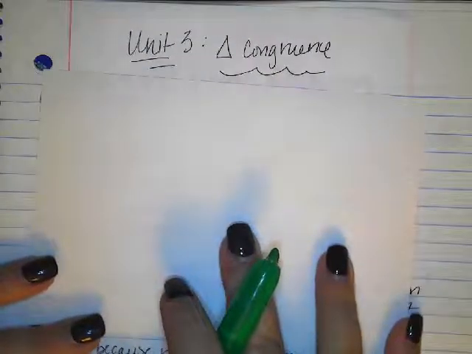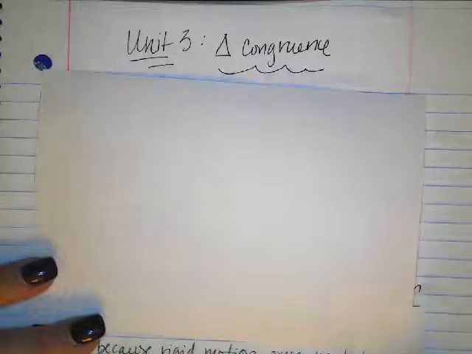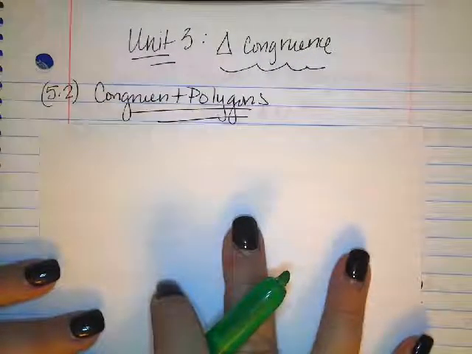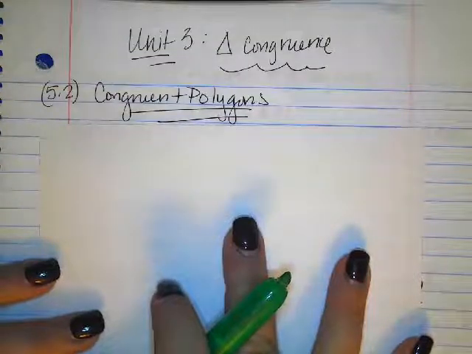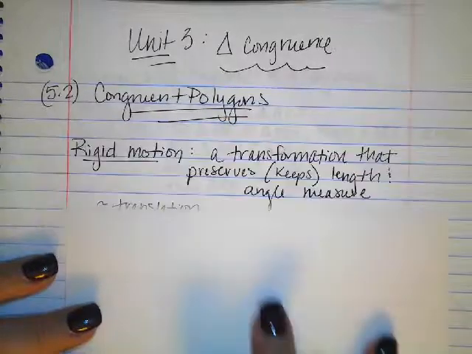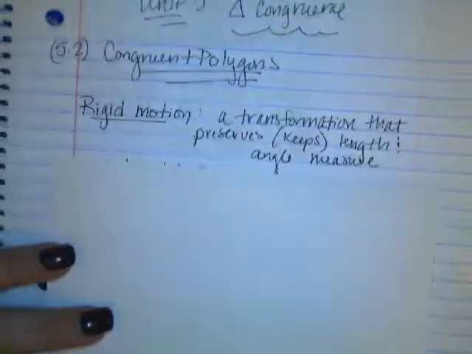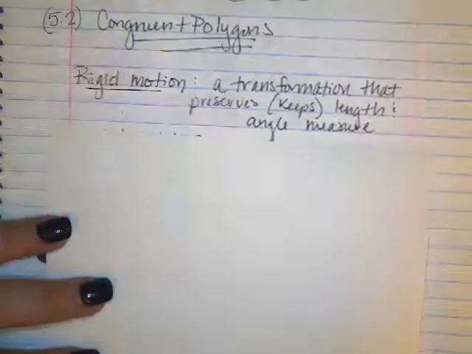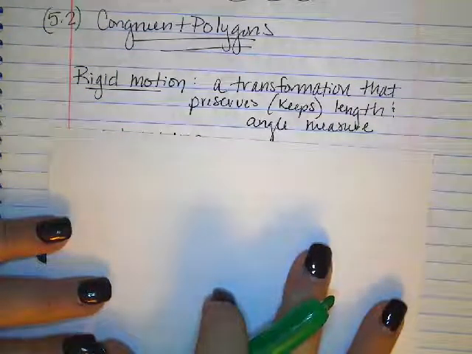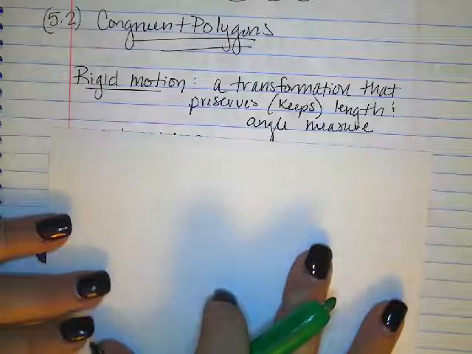We're ready to start Unit 3 of Geometry, and it's all about triangle congruence. In this next section of Chapter 5, it talks about polygons in general, but this unit really is specific to triangles. The first thing they remind us of is rigid motion, which is a transformation that preserves or keeps the length and the angle measure.